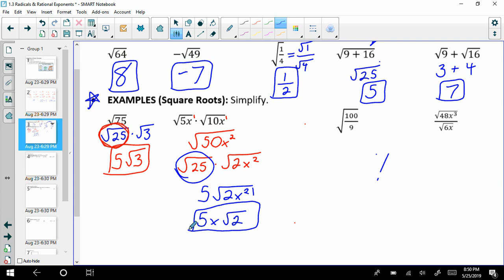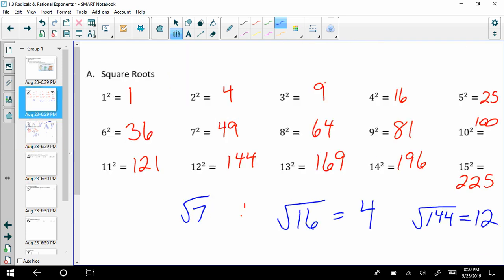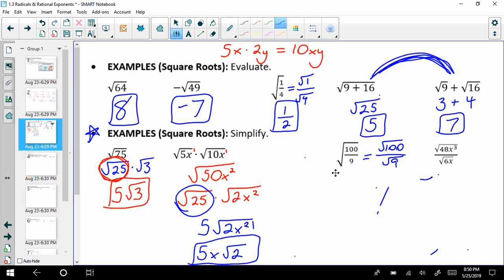Okay, next one. Again, if the fraction terrifies you, let's write it as 2 separate square roots. And now let's do each. Square root of 100, is that one of my perfect squares? Indeed it is. So that becomes 10. And the square root of 9 is one of my perfect squares, 3. So this answer is 10/3.